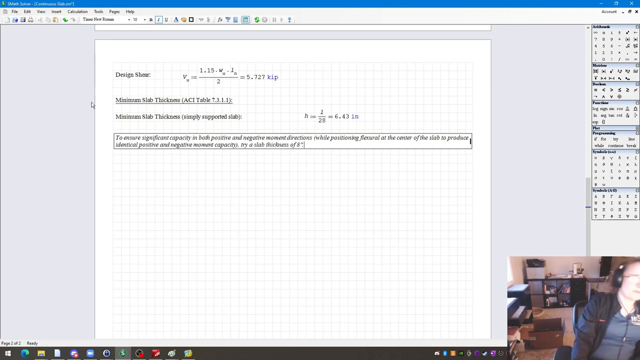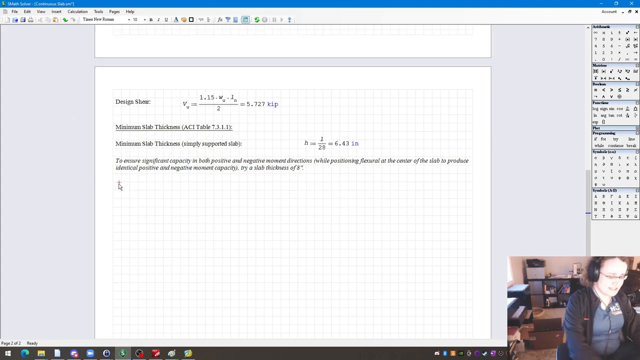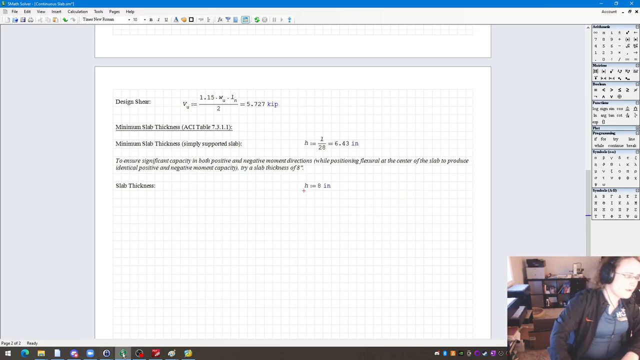My instincts say that 6.43 inches just won't be quite enough. I'd rather go a little bit thicker, and if that ends up being too much, we can just use less steel or a wider steel spacing. Okay. So let's try a slab thickness of 8 inches. And we can always make it thicker if we need to, but I don't think we will need to. We can always make it thinner as well. H equals 8 inches.